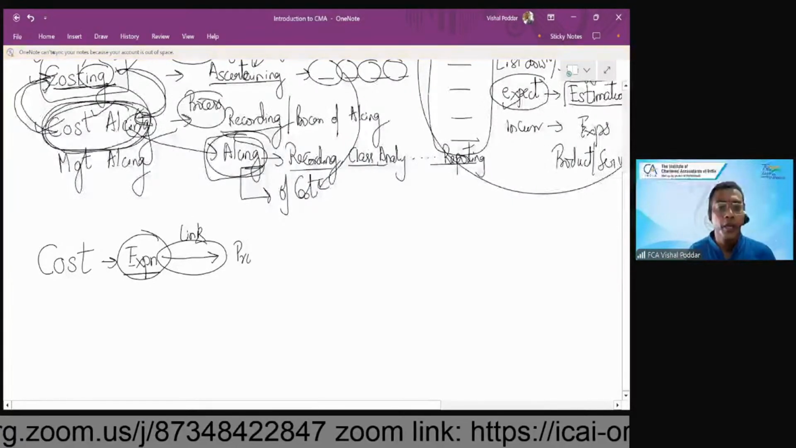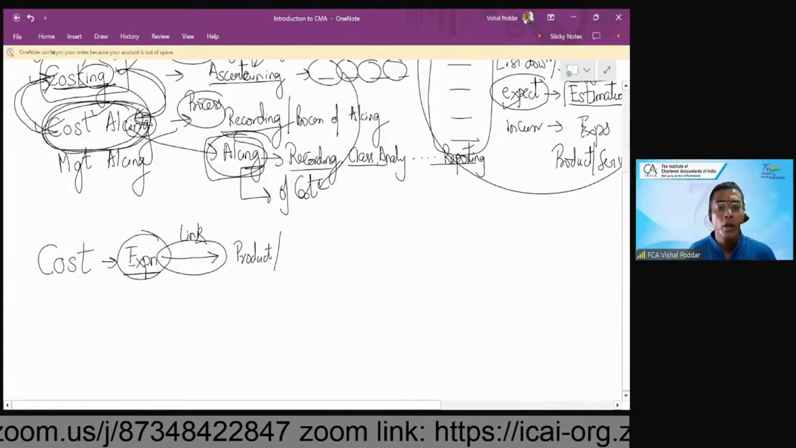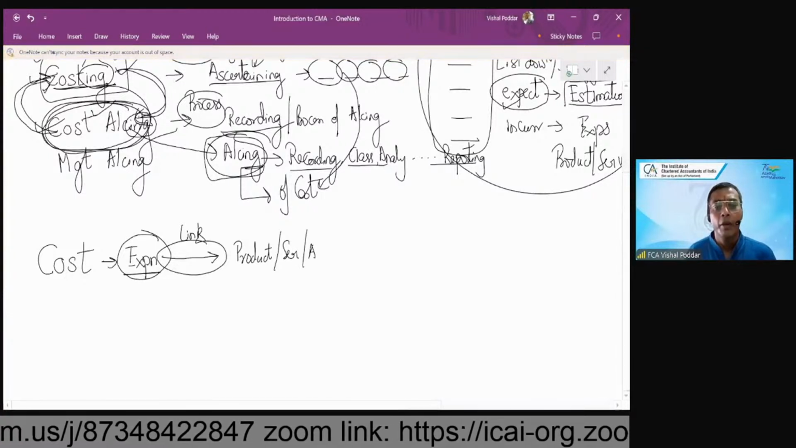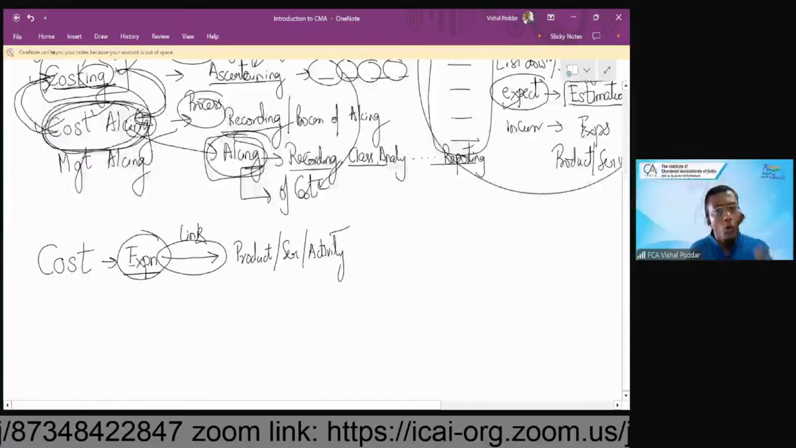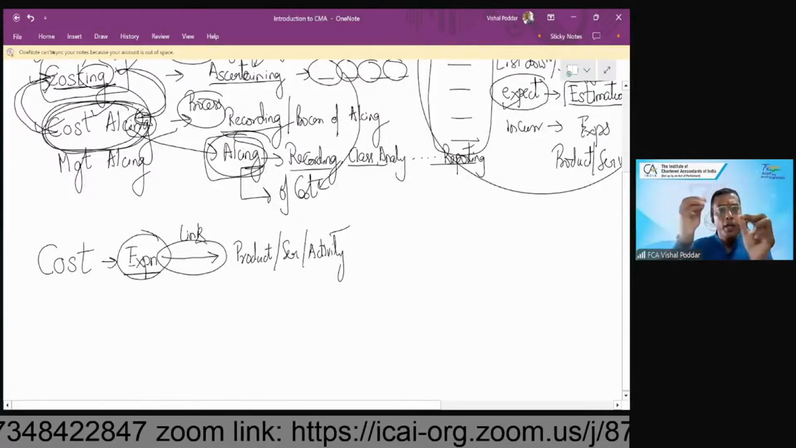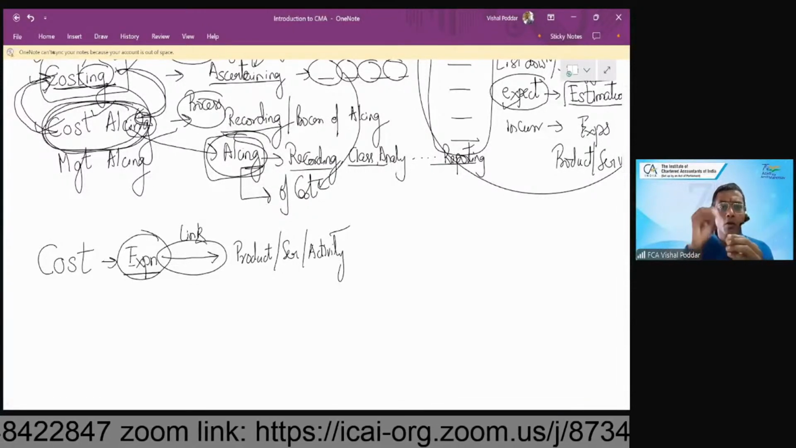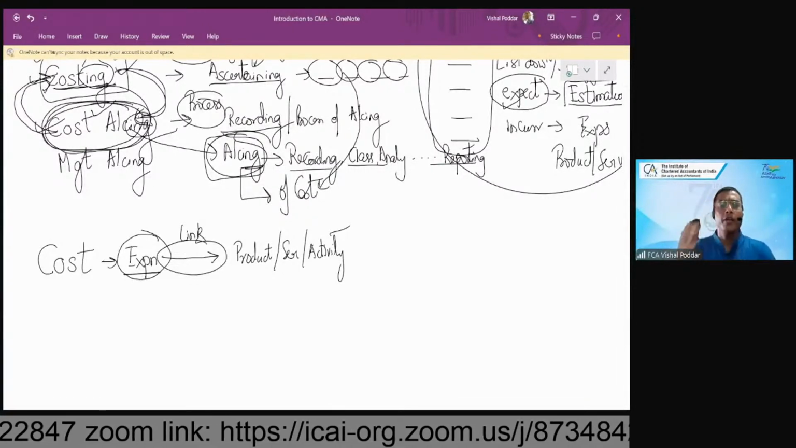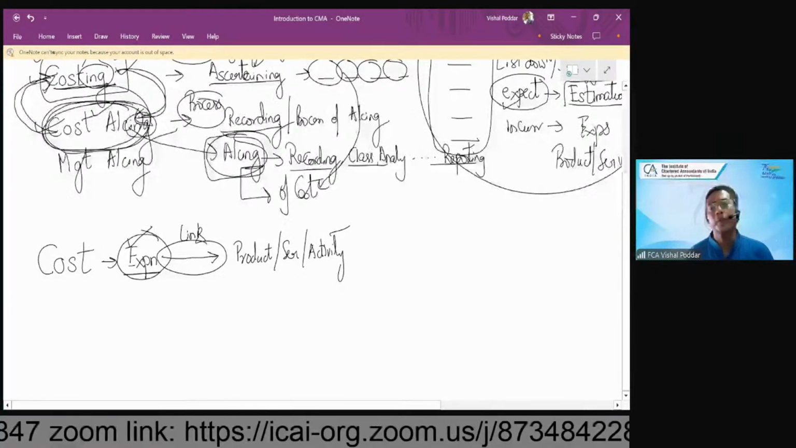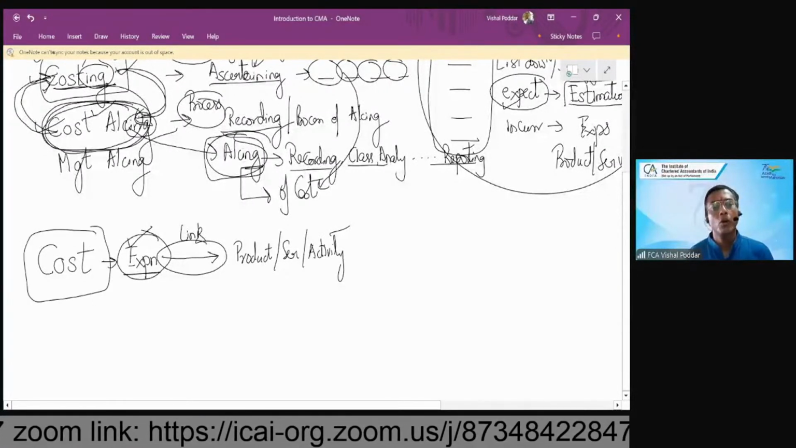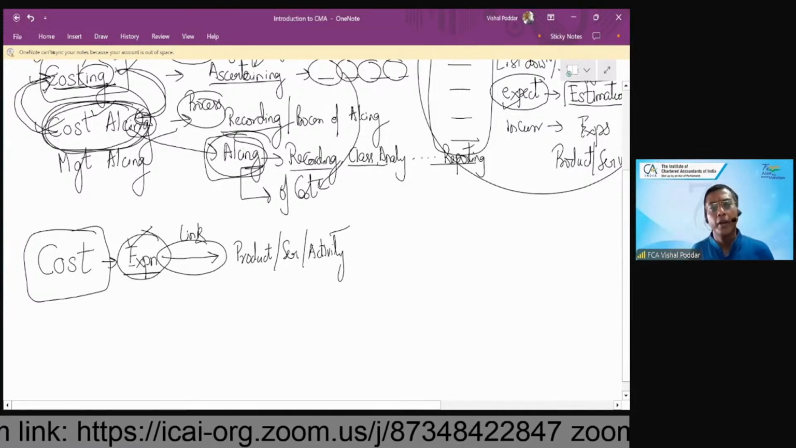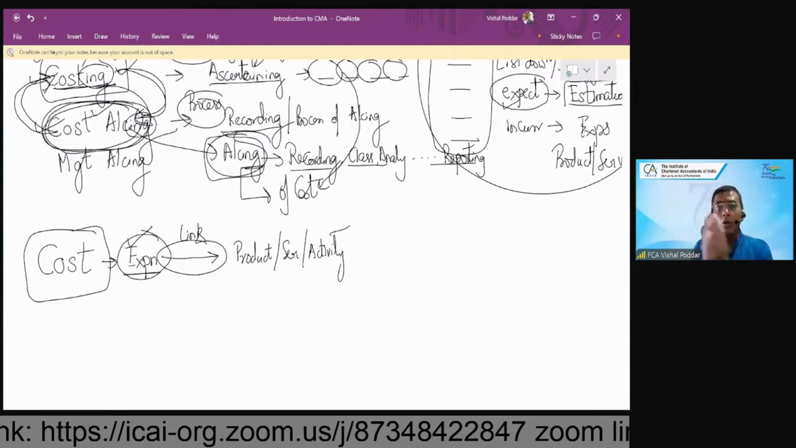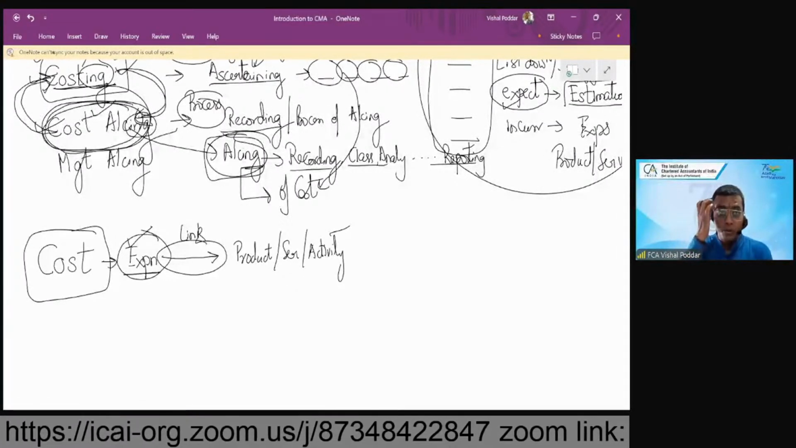And what is your subject? Your subject may be a product. Your subject may be a service. It may be any activity that you are undertaking. So only those expenses which you can link to a particular product, to a particular service, to a particular activity, only those expenses will become cost. So cost means expenses. Only expenses can be referred to as cost. But what expenses? Now on the P&L debit side, you have so many items. Whether all those items will be cost?